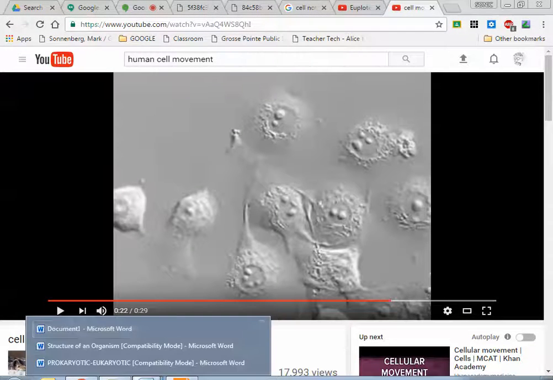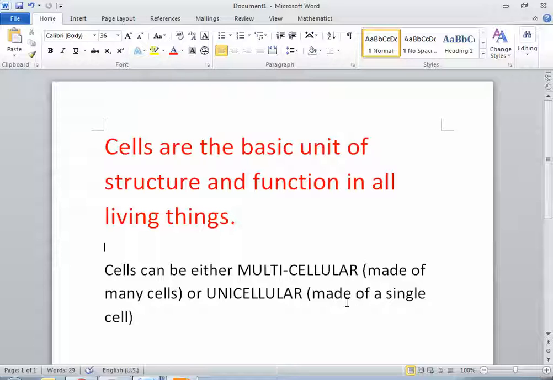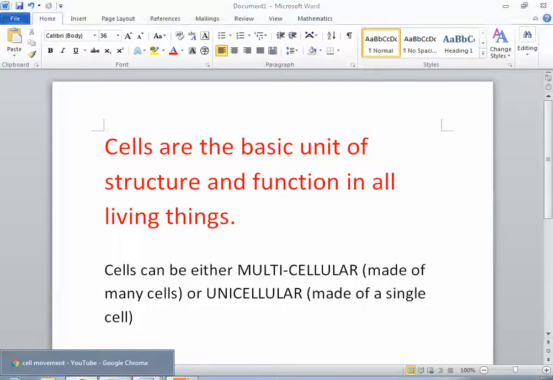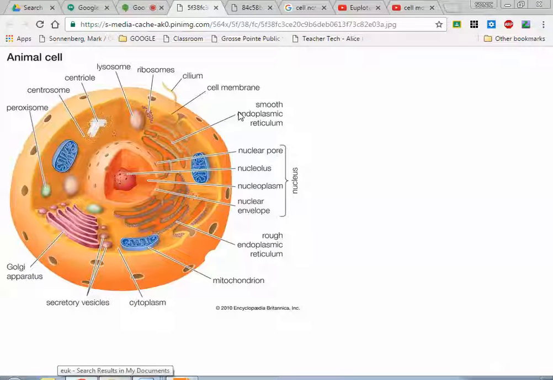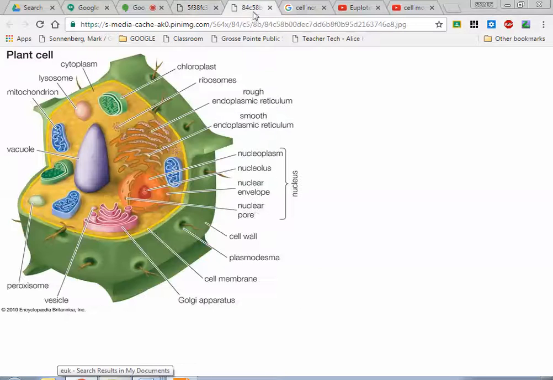Go back to my notes page here. Cells can be either multicellular, made of many cells, or they can be unicellular, made of a single cell. Cells come in all shapes and sizes. So when I look at this, this is a general picture of a cell. If I look at this, it's a general picture of a cell. But in reality, they come in many shapes or sizes.